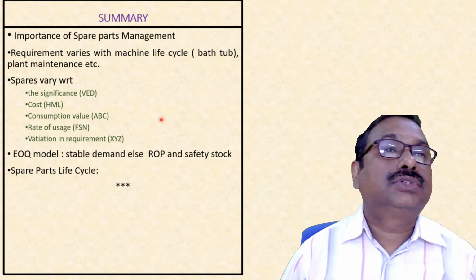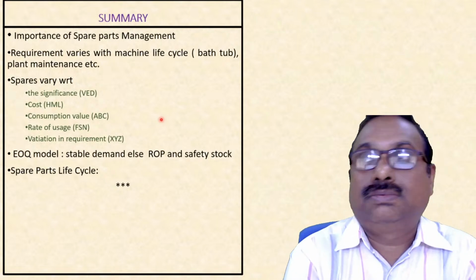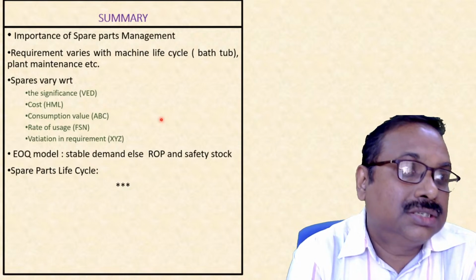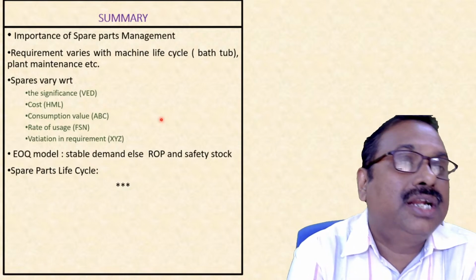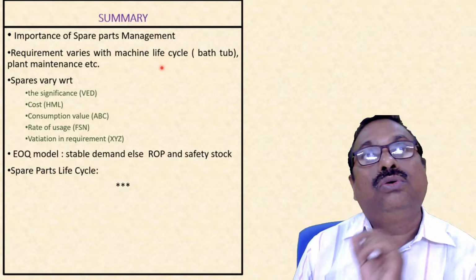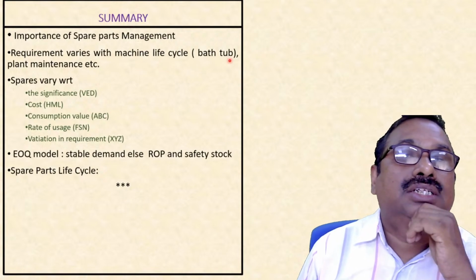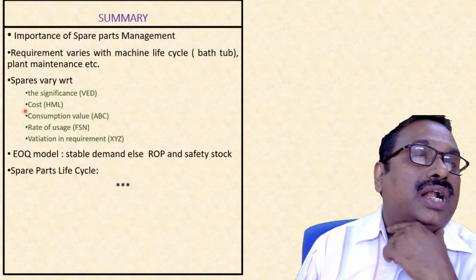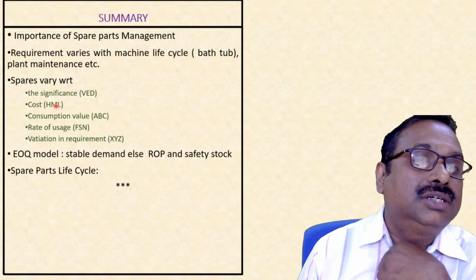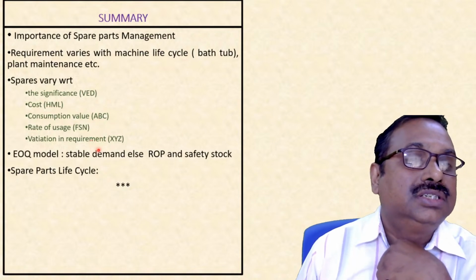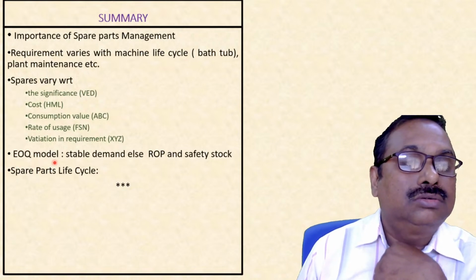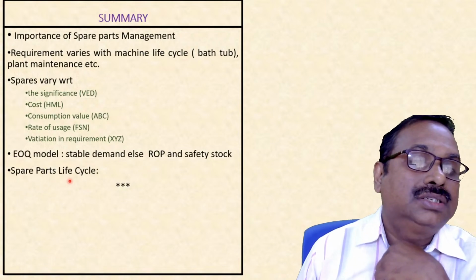So, in summary, we have discussed the importance of spare parts management. For the smooth functioning of organizations, all machines have to run efficiently and effectively. For that, you need smooth management of spare parts. And also, we have to minimize the cost. We saw the bathtub machine life cycle, and for spares we have seen the VED analysis, HML analysis, ABC analysis, XYZ analysis, etc. Then we have discussed the EOQ model, the economic order quantity model, and lastly, the spare parts life cycle.